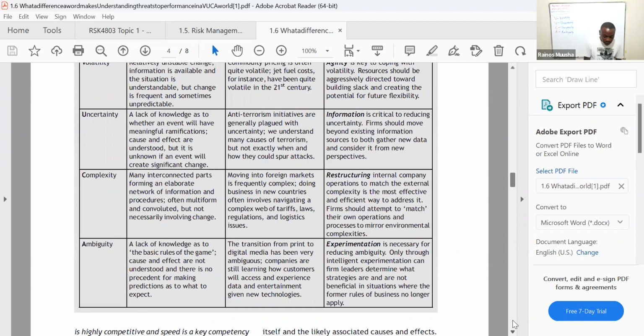So when it comes to how to deal with the situation of complexity, the solution would be restructuring internal company operations to match the external complexity, which is the most effective, efficient way to address it. Firms should attempt to match their own operations and processes to mirror environmental complexities as well. Like what they give as an example there when it comes to the issues of complexity.